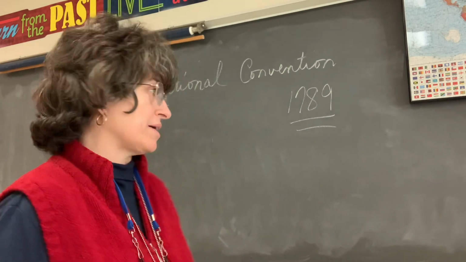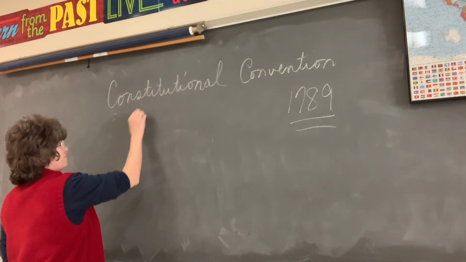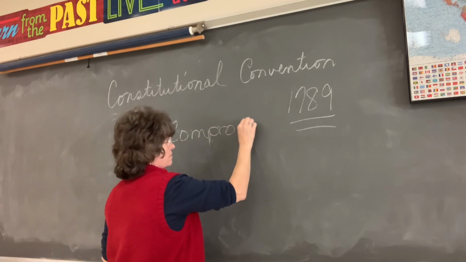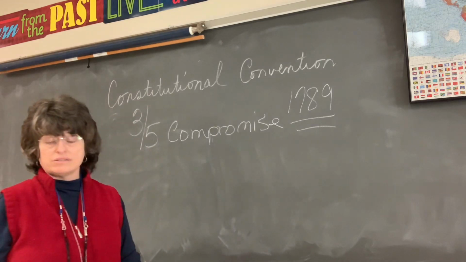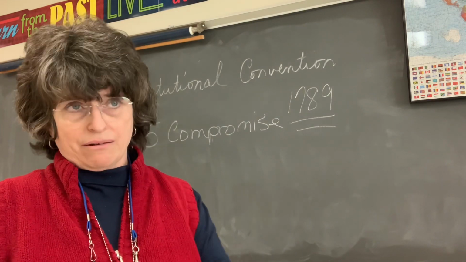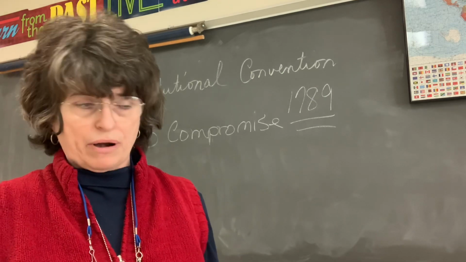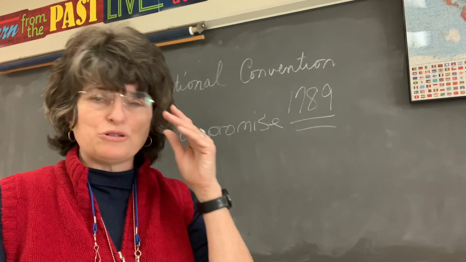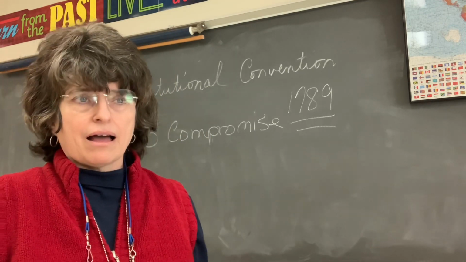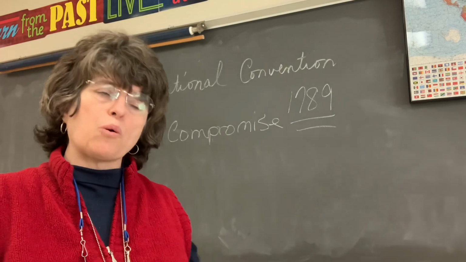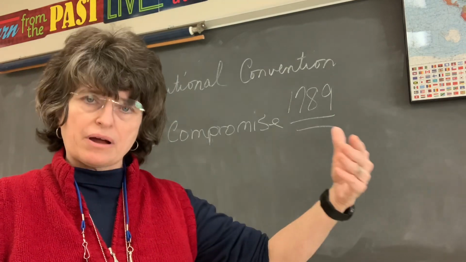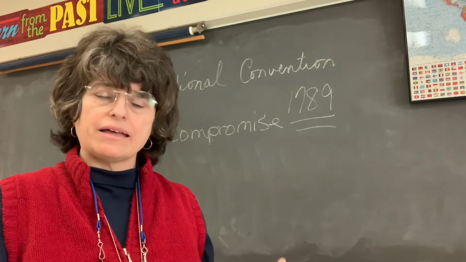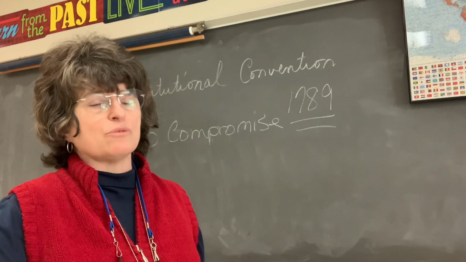So here was the compromise. It's called the 3/5 compromise. And the idea was, okay, we're not going to let you count all of your slaves, and then that give you so much more representation. But for every 5 slaves that you have, we will allow you to pretend that there are really only 3. Okay, so we will give you a portion of your slaves as part of your population, and that will allow you to have more representatives in the House of Representatives. Okay, again, it was a compromise.